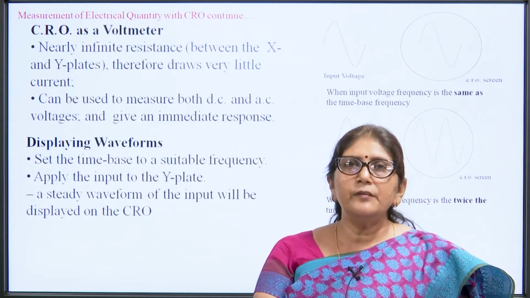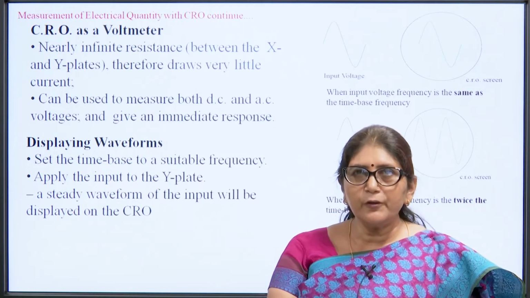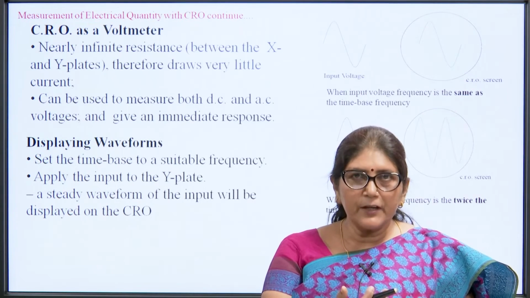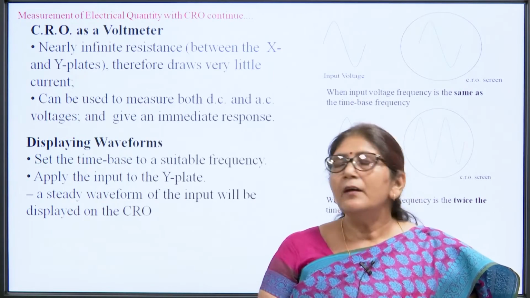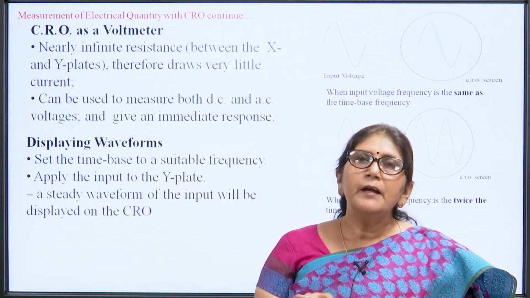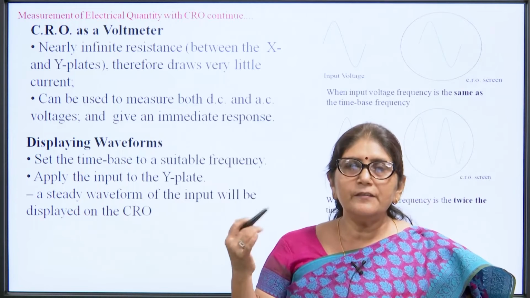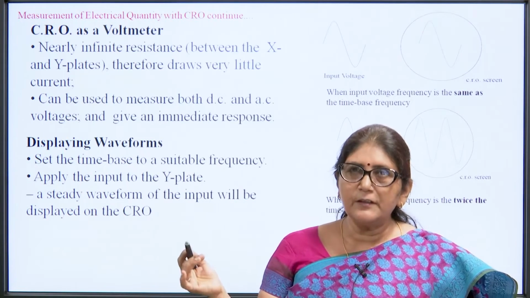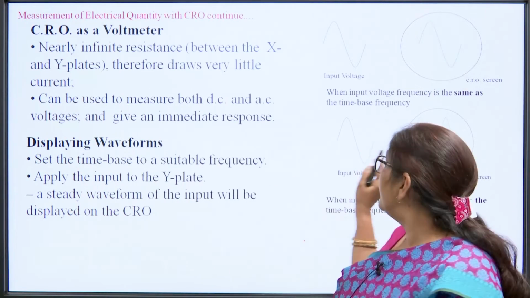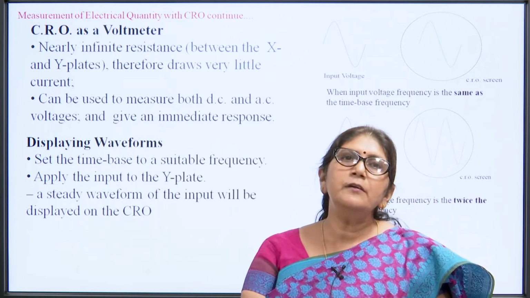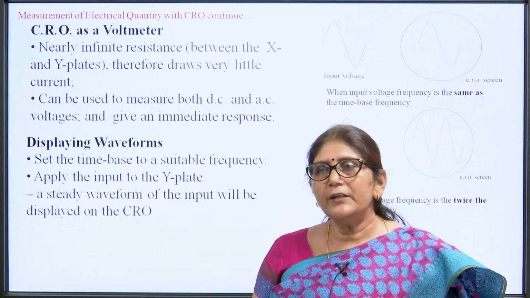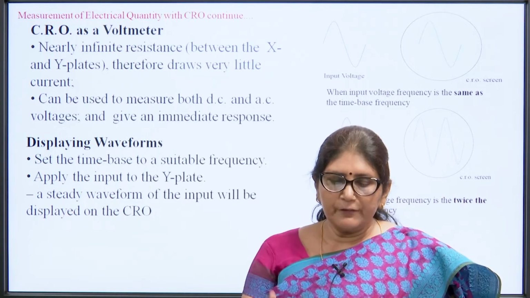Similarly, the CRO acts as a voltmeter, and it also displays the waveform. When the frequency of the input time base generator is equal to the frequency of the input signal, it will show a single waveform on the screen. And if the frequency of the input signal is twice the time base generator frequency, then 2 cycles of the waveform will appear on the screen. Like this, if you see 3 cycles of the waveform, it means the time base generator frequency is 1/3 of the unknown signal frequency.